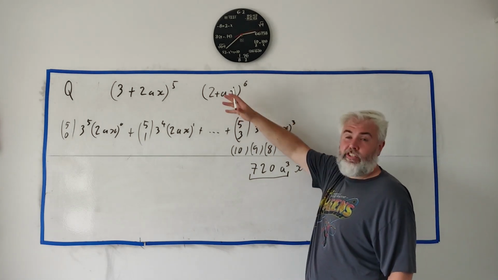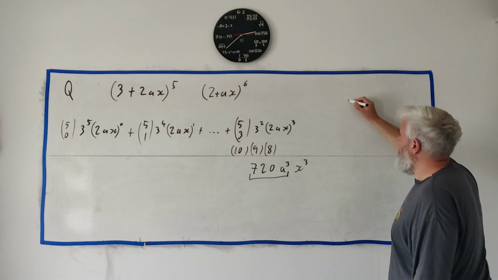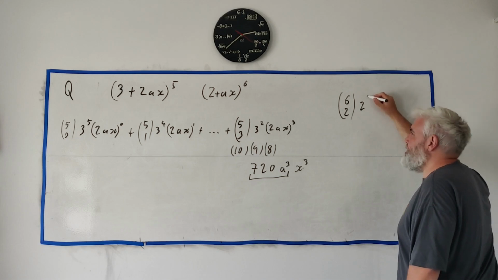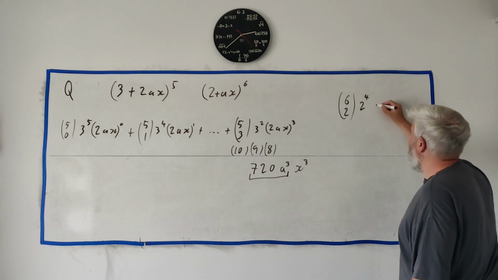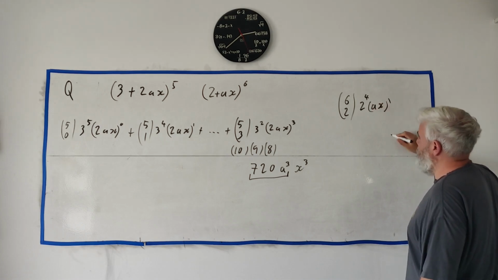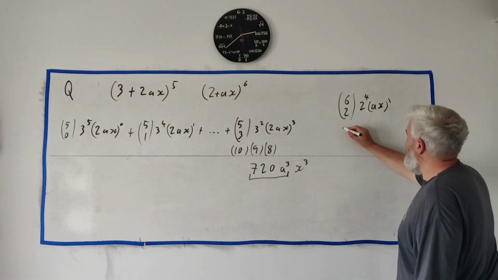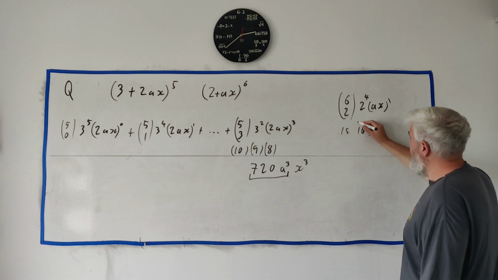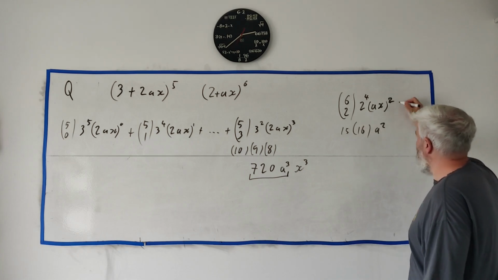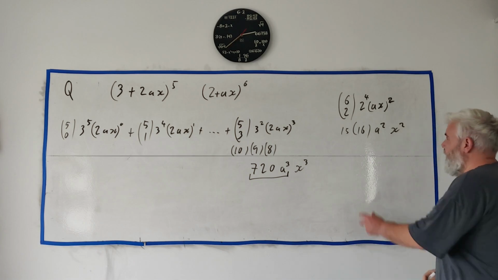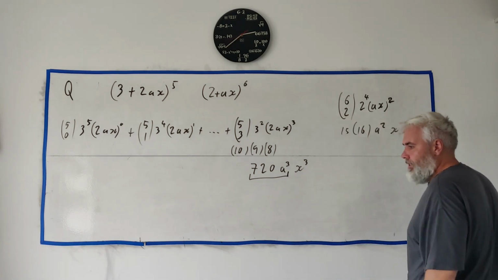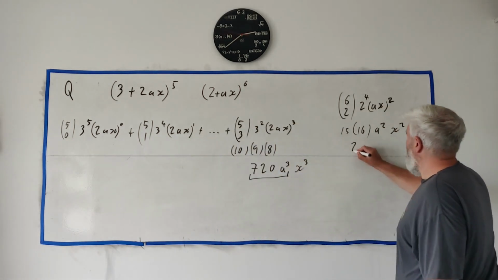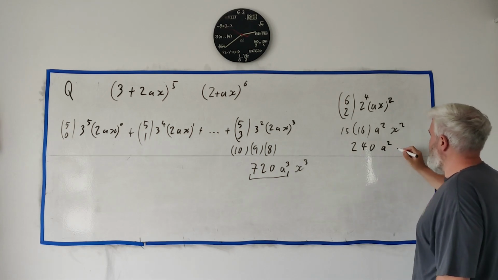They're interested in the x squared part. So that would be given by 6 choose 2, times 2 to the power of 6 minus 2, which is 4, times ax to the power of 2. Clean this all up. 6 choose 2 is 15, checking your calculator. 2 to the power of 4 is 16. And a squared, sorry, this should be a squared there, a squared and x squared. 15 times 16 is 240, so 240 a squared x squared.